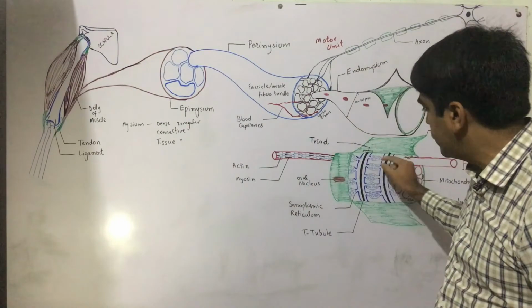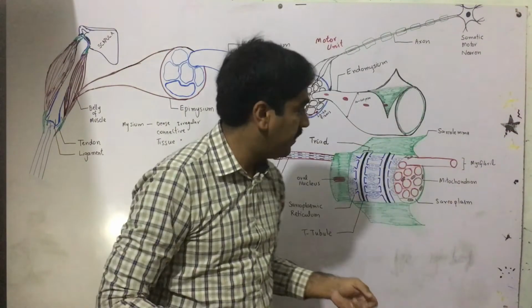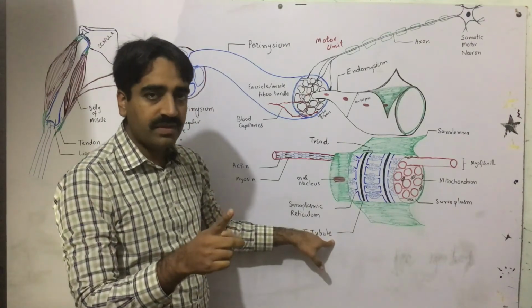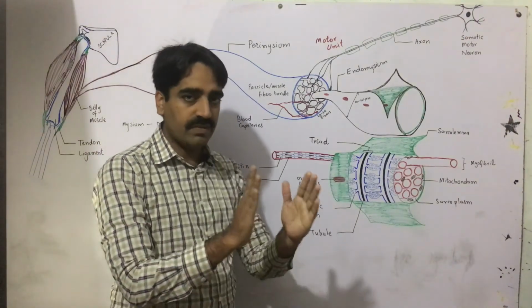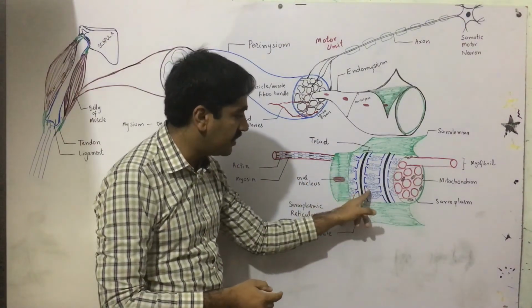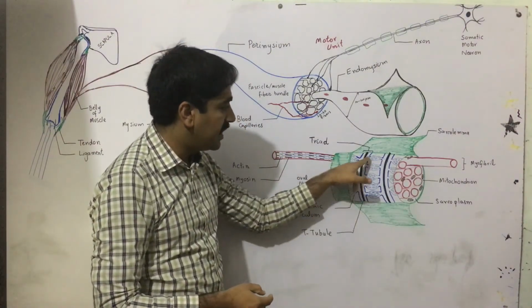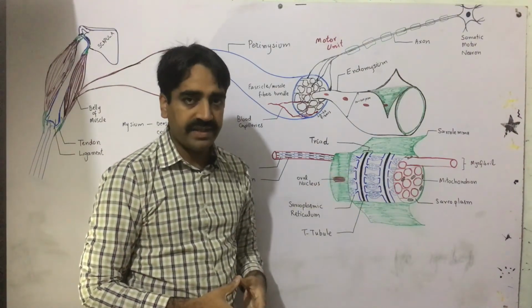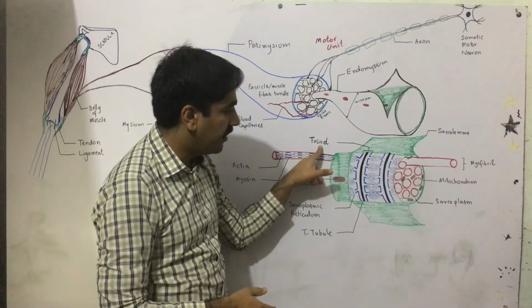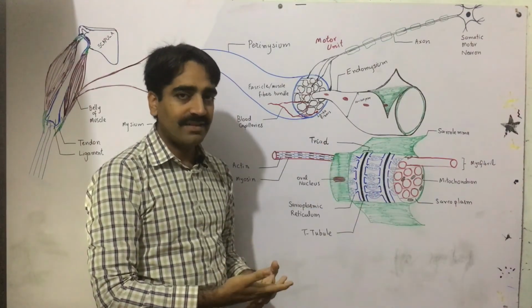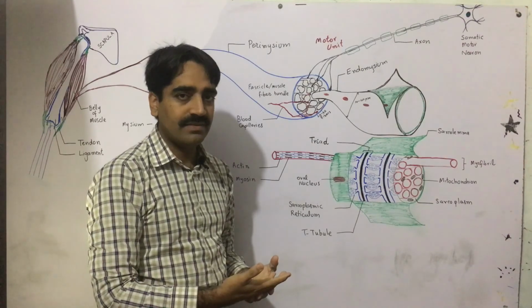Then there is another term, the triad. A triad is a single T-tubule with, on both sides of the T-tubule, the sarcoplasmic reticulum. This collectively is called a triad. Okay, this is the triad. We'll discuss myofibril in detail in the next lecture. Thank you so much.